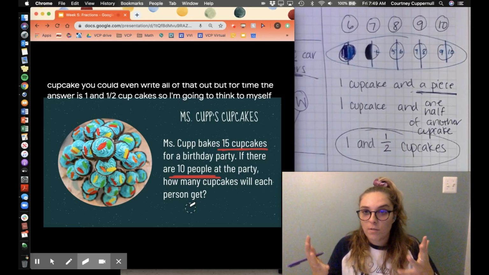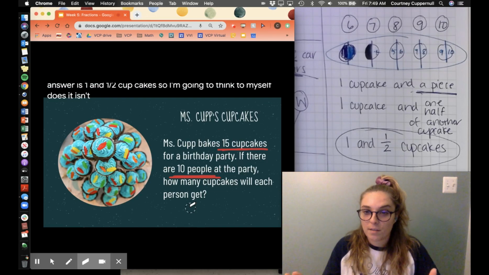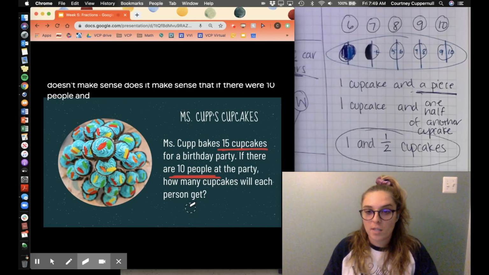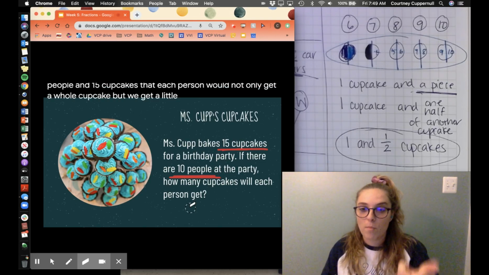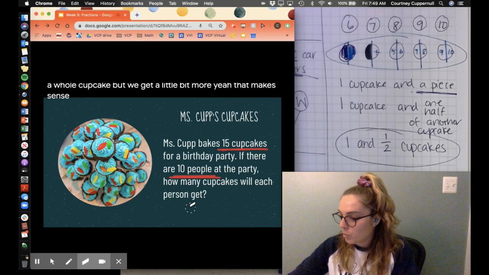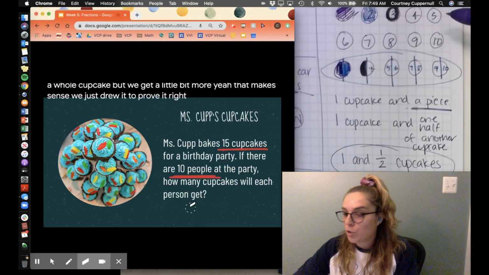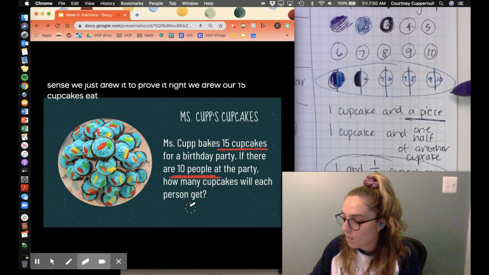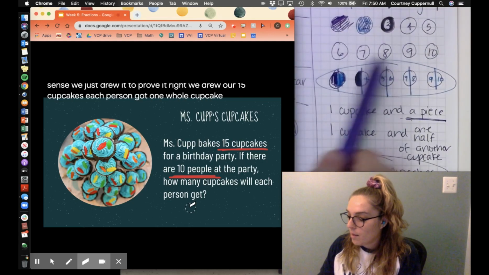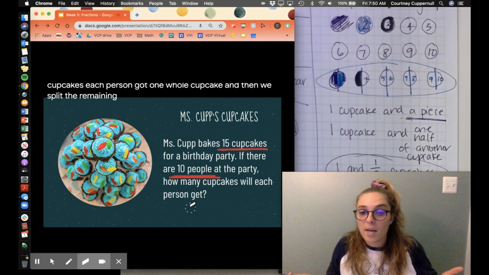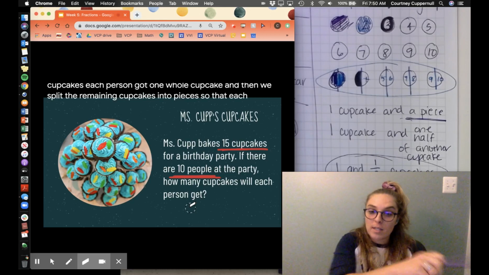So I'm going to think to myself, does this answer make sense? Does it make sense that if there were 10 people and 15 cupcakes, that each person would not only get a whole cupcake, but would get a little bit more? Yeah, that makes sense. We just drew it to prove it, right? We drew our 15 cupcakes. Each person got 1 whole cupcake. And then we split the remaining cupcakes into pieces so that each person can still get a piece.